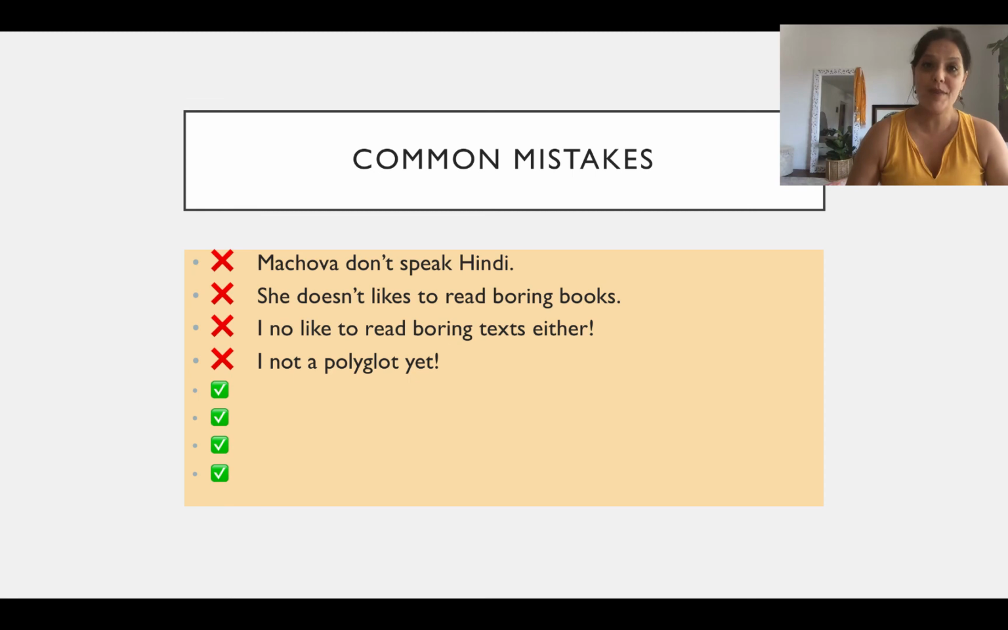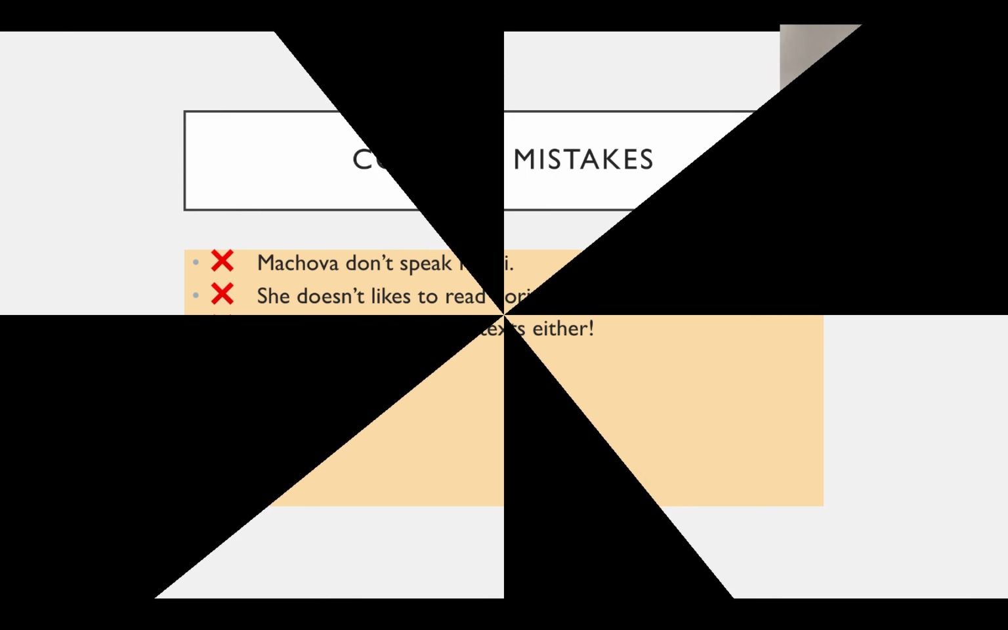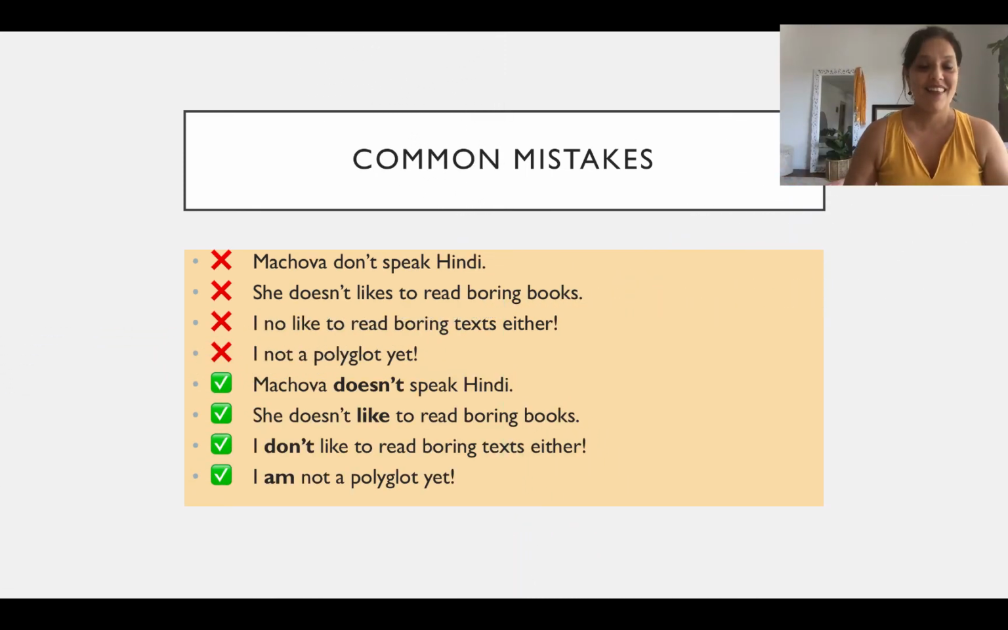Here are some common mistakes. Please put me on pause, think about them, come back, and check your answers with mine. The answers are: Machova doesn't speak Hindi. She doesn't like to read boring books. I don't like to read boring texts either. I am not a polyglot yet.